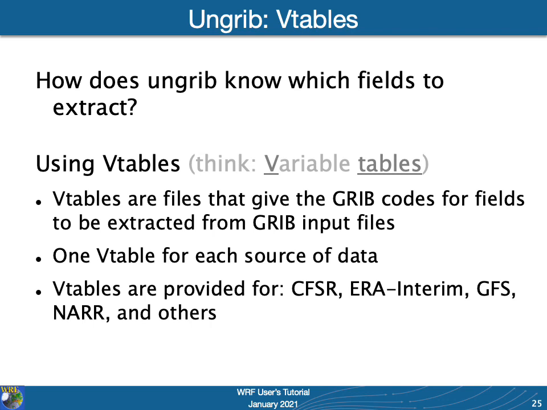Different sources of GRIB data typically use different codes to refer to the same field. As a consequence, we need different Vtables for different sources of data. But when we provide the WPS, we provide Vtables for many common sources of GRIB data, for example, CFSR, ERA Interim, GFS, NAR, and quite a few others.